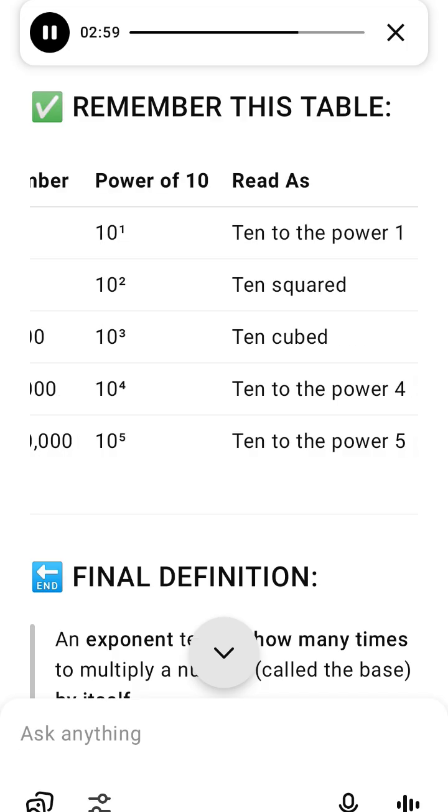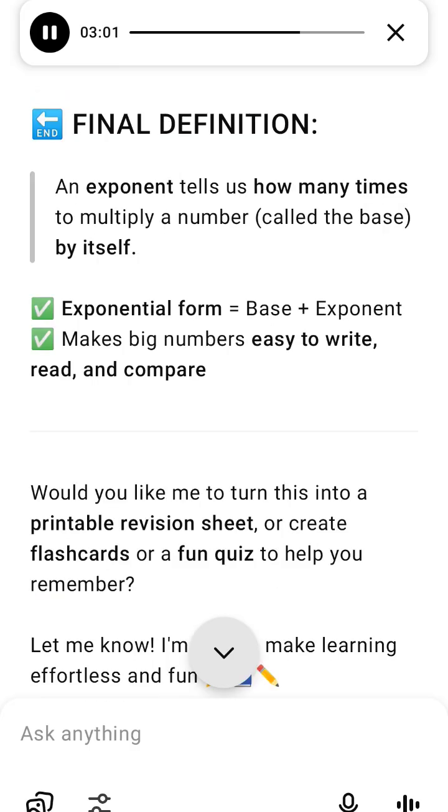Final definition. An exponent tells us how many times to multiply a number, called the base, by itself. Exponential form equals base and exponent. It makes big numbers easy to write, read, and compare.